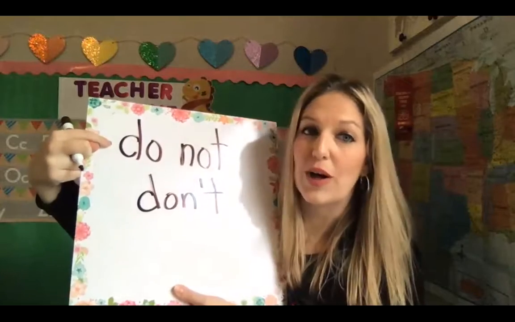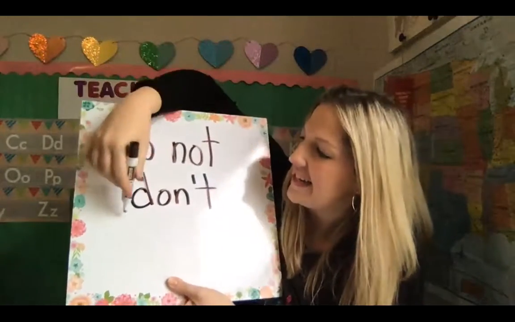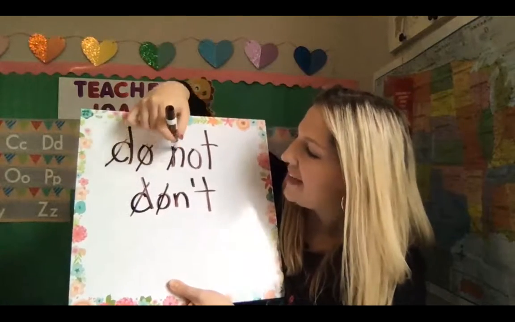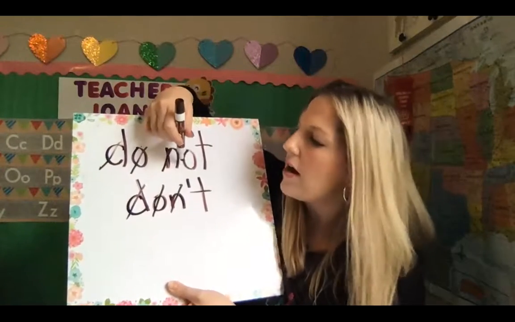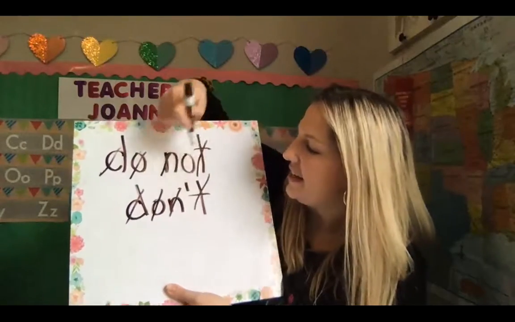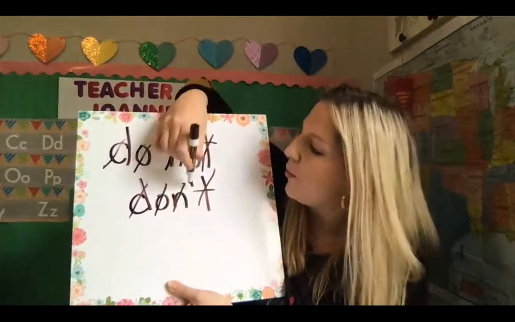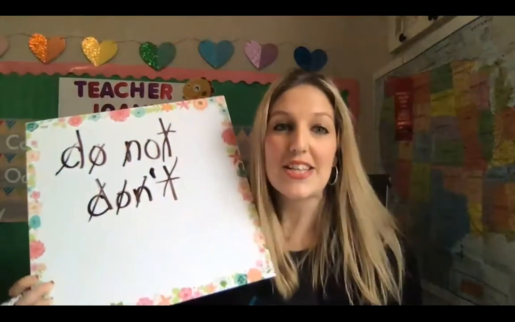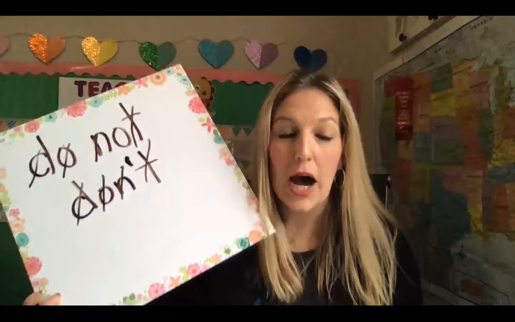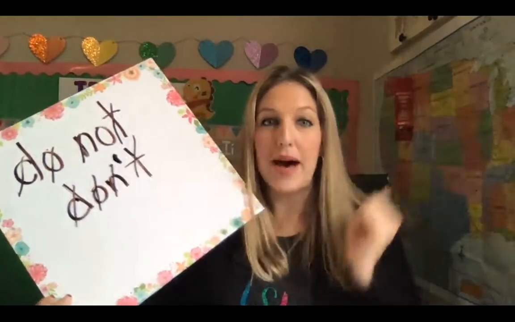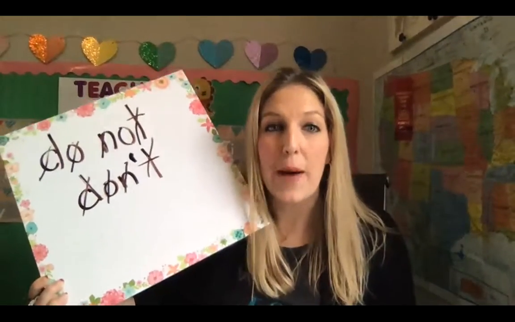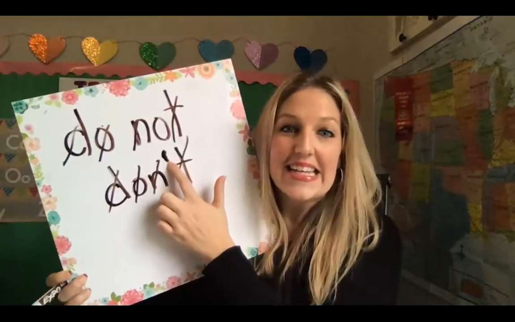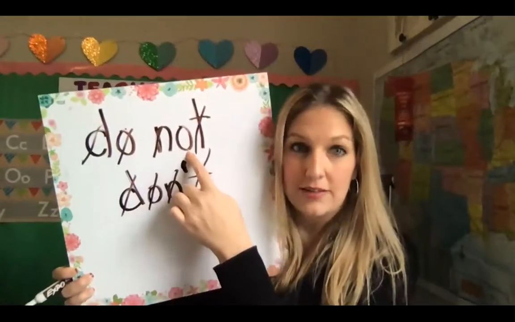Okay, so for this one, we're going to see what letters match and how we got the contraction. So in the original words, do not, we had the D, we had the O, we had the N, no O, and we had the T. So because we didn't have the O, we put this little mark in the air. It's called an apostrophe. It's like a comma in the air. Everyone go make an apostrophe. Apostrophe. Okay, that is going to take the place of the letter that is missing.